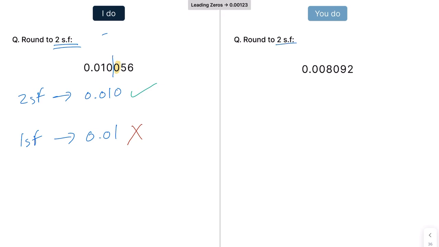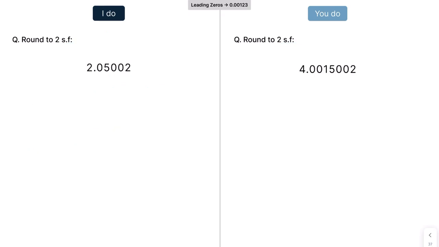So here the question says give your answer to two significant figures. So the second significant figure is this 0 here. Draw my line. Highlight the decider. So the decider is telling me to round the 0 up to a 1. So in this case, the answer is 0.0081.